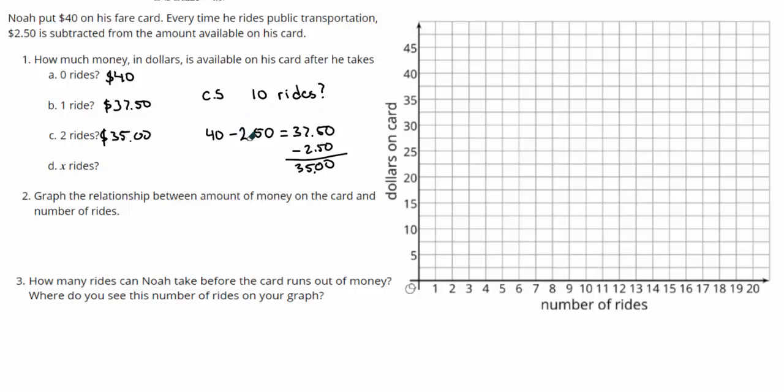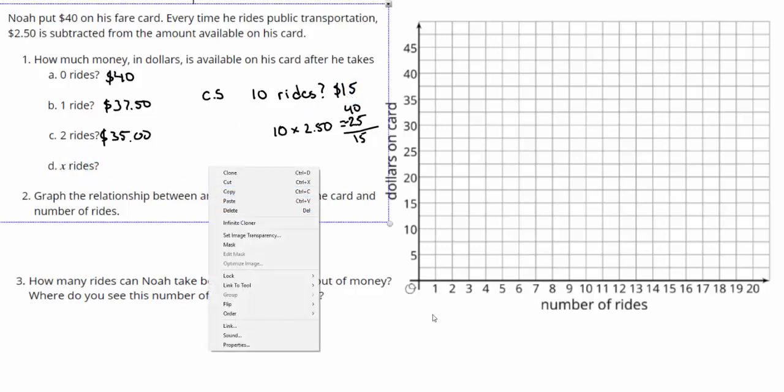Now what about 10 rides? I know that I could just keep subtracting 2 rides and then 3 rides and 4 rides and 5 rides, but I know that each ride costs $2.50, so I'm going to take this 10 rides, multiply it by $2.50, and that is $25. So that's how much is taken off of his $40 card. So 40 minus that 25 leaves me with $15. So that might help me get this X rides, right?